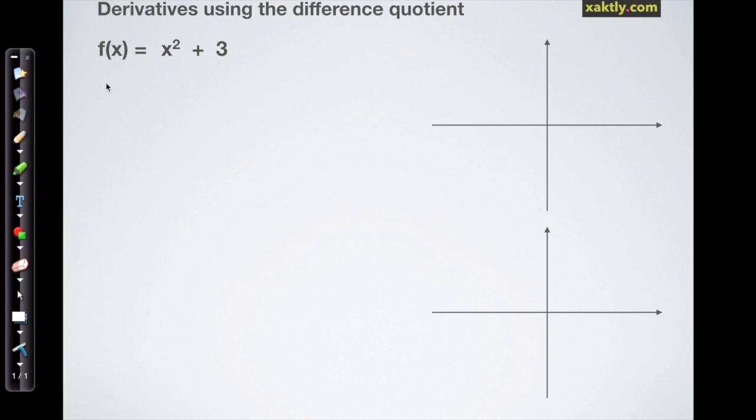Alright, let's do another example of finding the derivative using the difference quotient. This time our function is x squared plus 3, which differs from the last example only by that constant 3. So let's see what kind of effect that has.